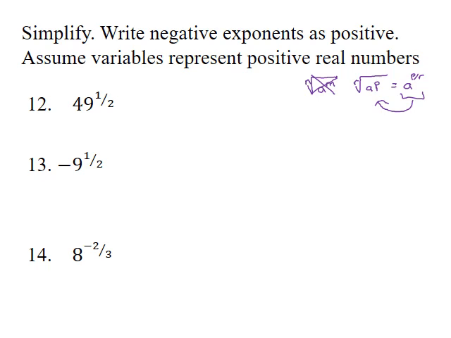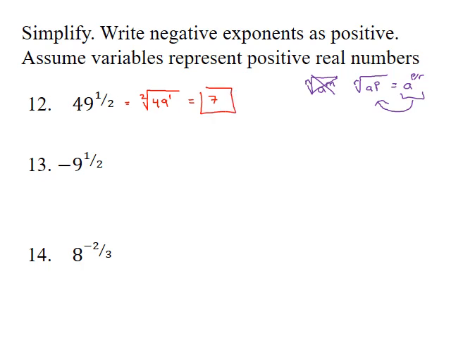So on the first one, when it says 49 to the 1/2, you're going to go ahead and put your radical there. The 49, the base, always goes inside. The number on top is your power. It's the power of 49. And the number on the bottom is your root. So this is essentially asking you what is the square root of 49, which is 7.